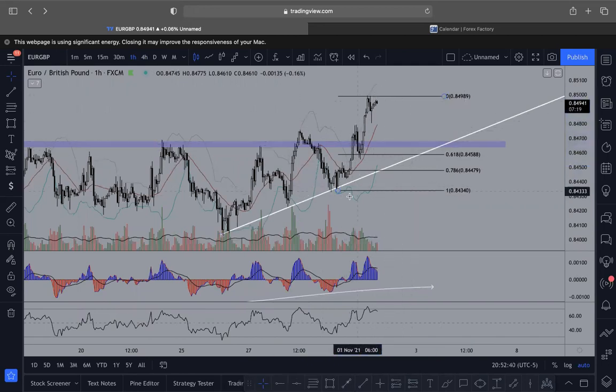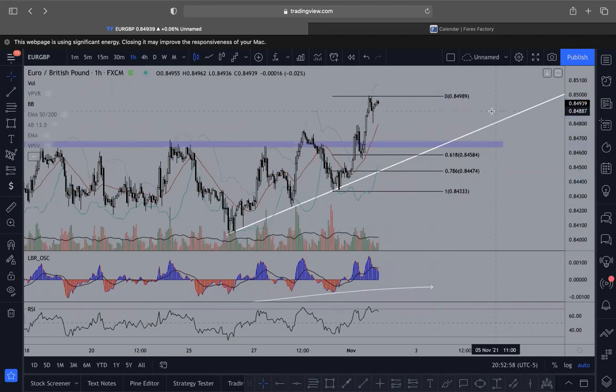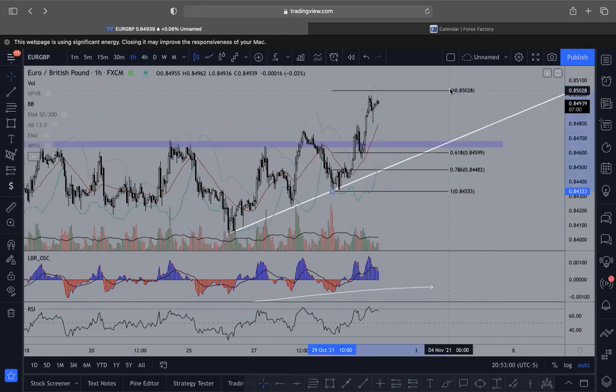So now we're going to look for it to correct again and kind of come back into this area and then move up. Let me see where the volume is on this one. Yeah, there's good volume right here and a lot of volume at 78.6. I don't know if it'll get that far up. But if this continues to move up, then I'll just correct my fibs and we'll see.